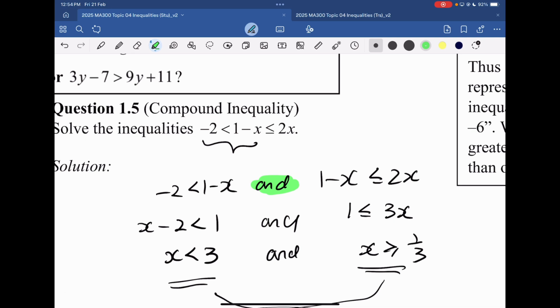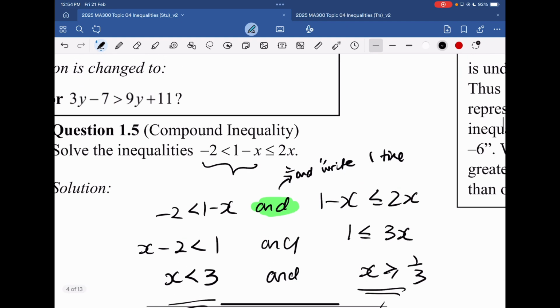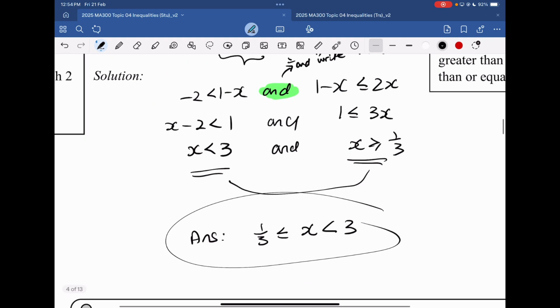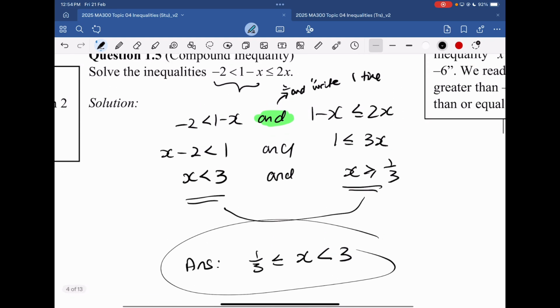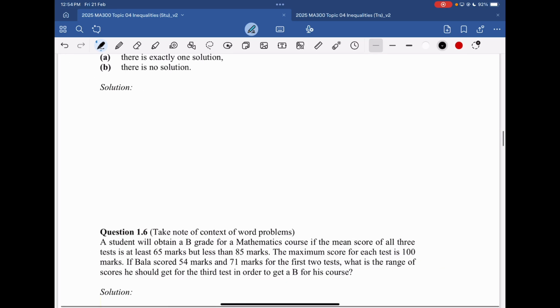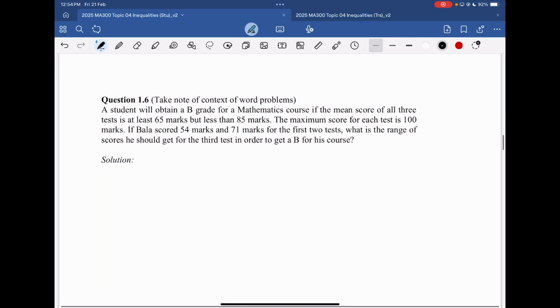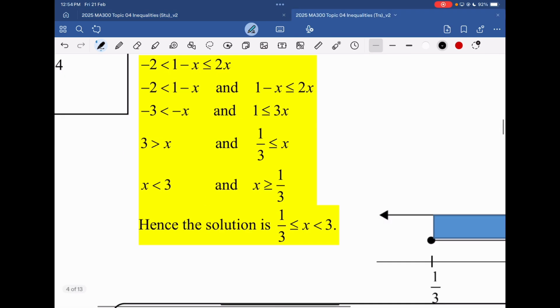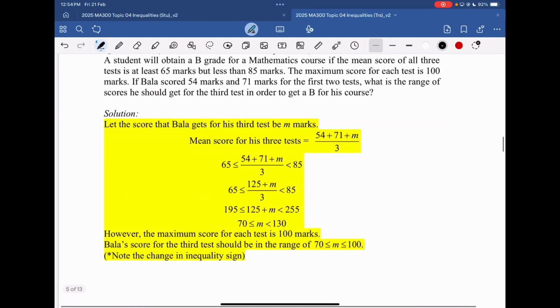Can we just write and one time, or must you write it for every single one? One time. If the question didn't ask for a number line, no need to draw. Otherwise, you waste energy. What about 1.6? Do I have to write and? Yes, if it involves you solving simultaneous, you need to write and. Okay, 1.6, you need to write and.